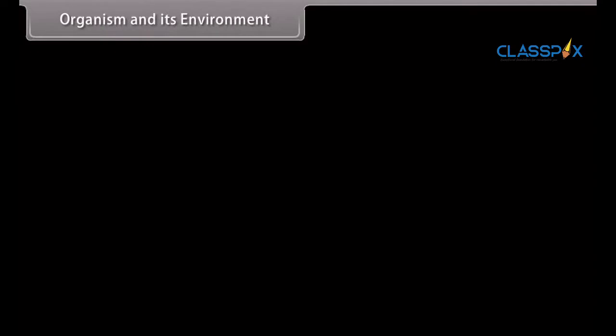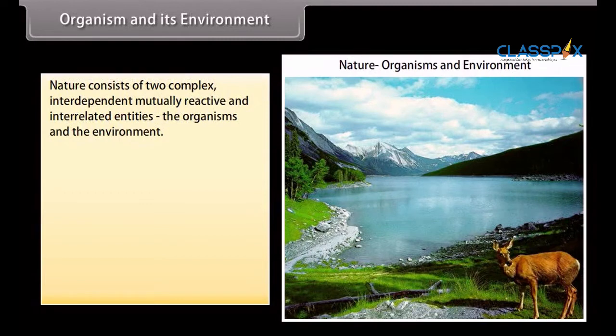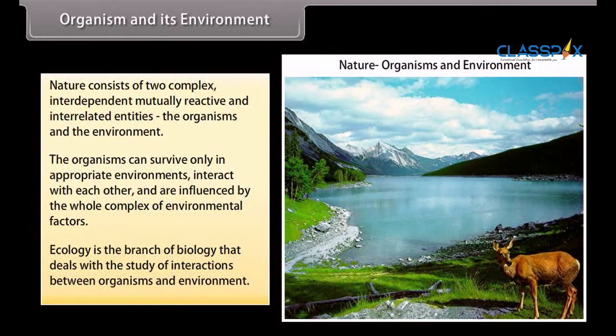Organism and its environment. Nature consists of two complex, interdependent, mutually reactive and interrelated entities, the organisms and the environment. The organisms can survive only in appropriate environments, interact with each other, and are influenced by the whole complex of environmental factors. Ecology is the branch of biology that deals with the study of interactions between organisms and environment.